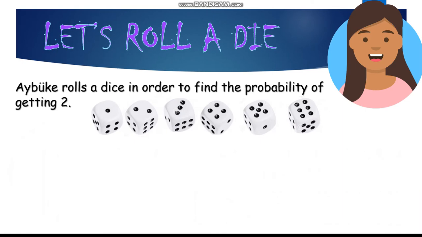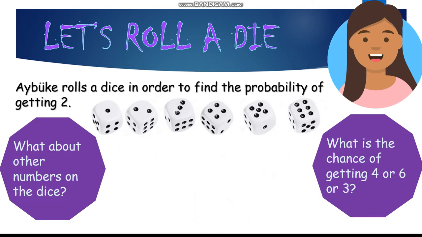Let's look at the what-if part. What about other numbers on the dice? What is the chance of getting 4, 6, or 3? Our sample space is the same for 4 or 6 or 3. So it will look like that.